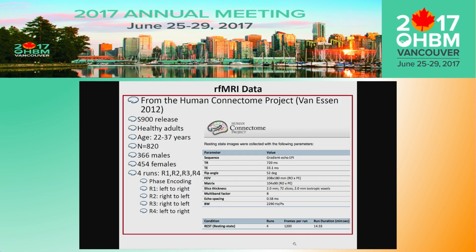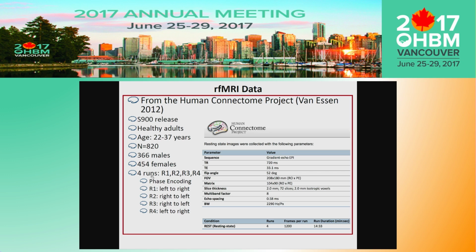So the data for this project was acquired from the Human Connectome Project, the S900 release. And as you know, they are all healthy adults. The age was between 22 and 37 years. And we picked 820 subjects, based on the fact that they all had all 4 runs. The release had more than 900 subjects. It contained about 366 males and 454 females.